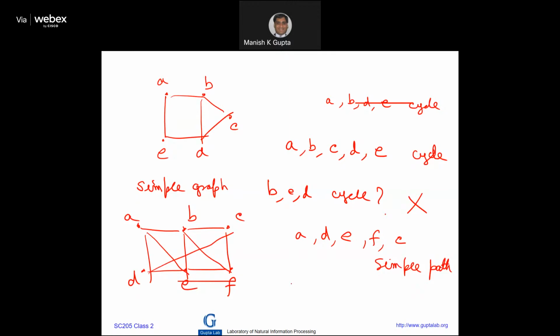What about this? D, E, C, A. Is it a path? No, right? Because you need to jump. So this is not a path.